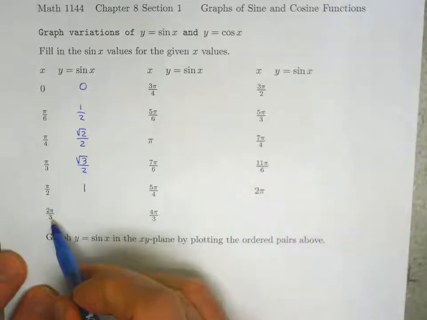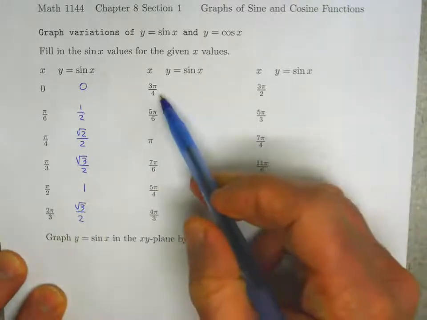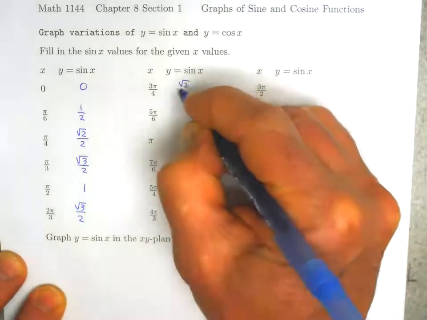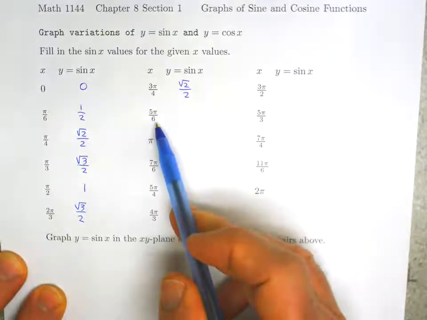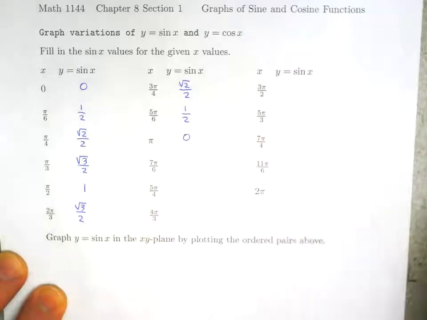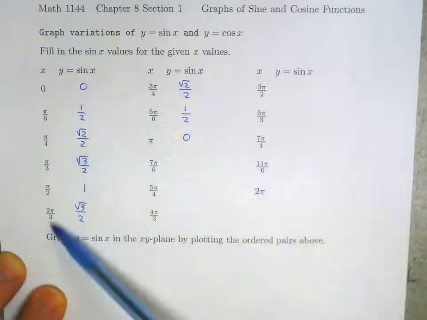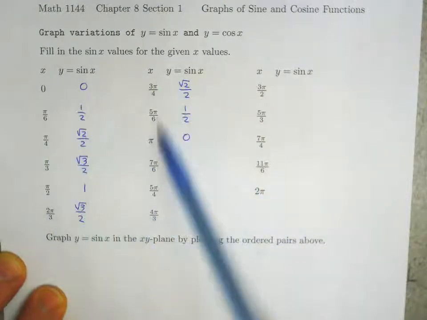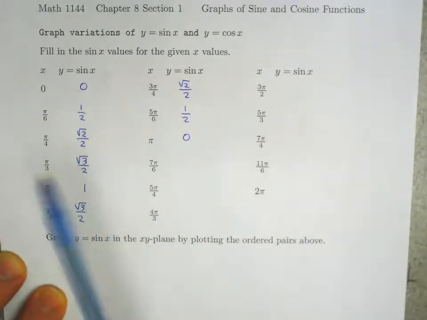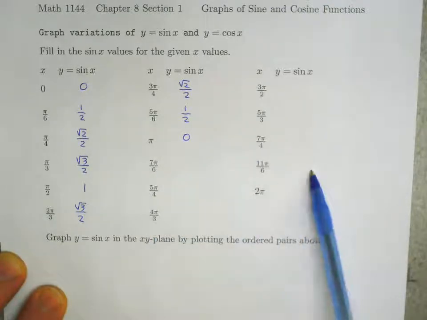Sine of 2 pi over 3 is also the square root of 3 over 2. Sine of 3 pi over 4 is the square root of 2 over 2. Sine of 5 pi over 6 is 1/2. Sine of pi is 0. So far, the x values are from the first and second quadrants, and we know that the sine function is positive in the first and second quadrants. The remaining x values will be in the third and fourth quadrants, so the sine values will be negative.